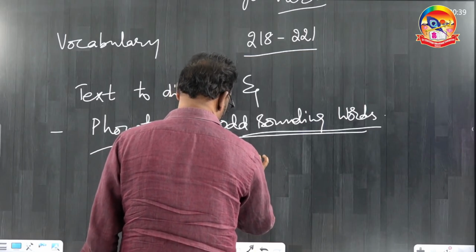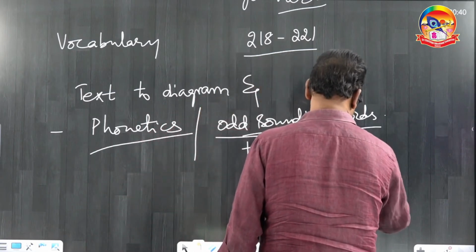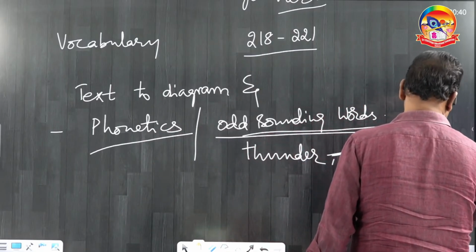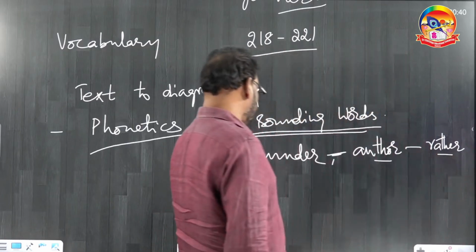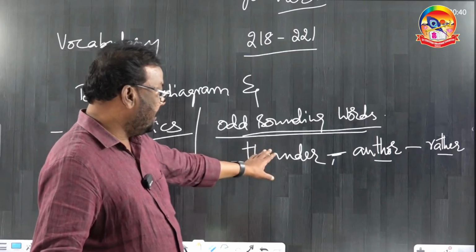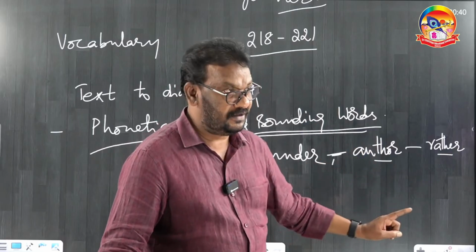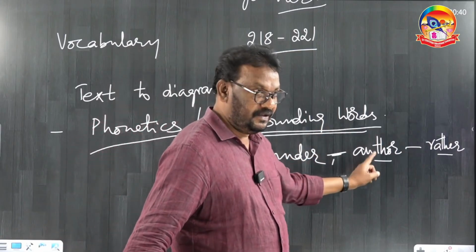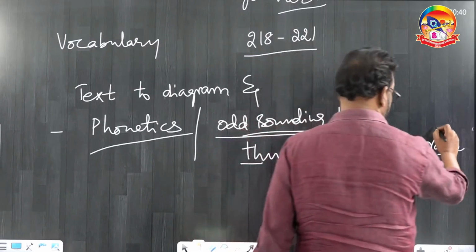For example, thunder, author and rather, where TH is underlined in these 3 words. Which word sounds different from the rest of the 2? Thunder. This is not other, this is author. Thunder has the th sound, author has the th sound, whereas rather has the other sound. This must be your answer.